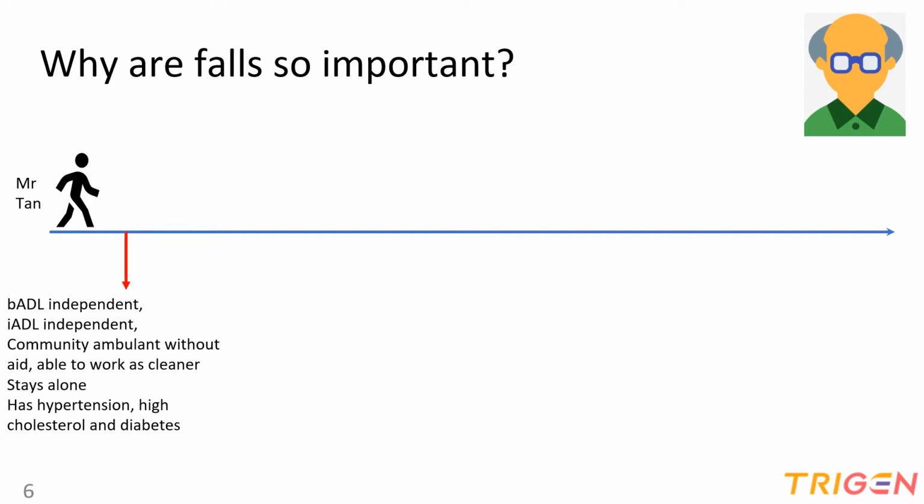Mr. Tan used to be independent in both basic and instrumental activities of daily living and was able to get around without assistance and worked as a cleaner. He is not married and stays alone. He has hypertension, high cholesterol and diabetes, but does not take his medications or see a doctor regularly. He suffered from his first fall when he slipped and fell on a wet floor in his bathroom. He could not get up on his own and was found to have a hip fracture. He was admitted to hospital and required surgery.